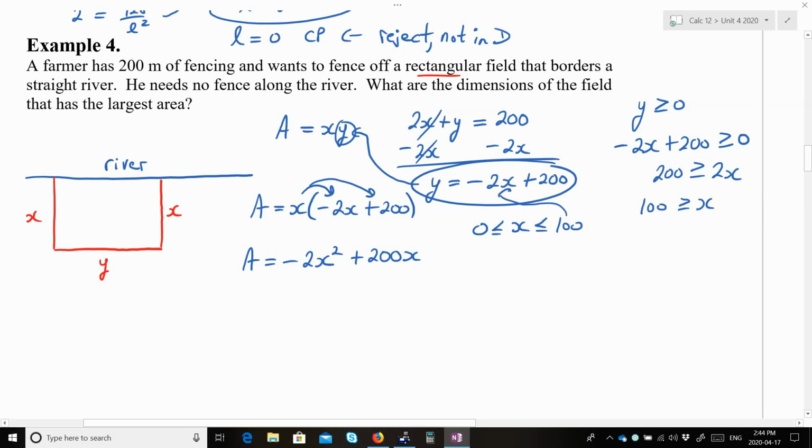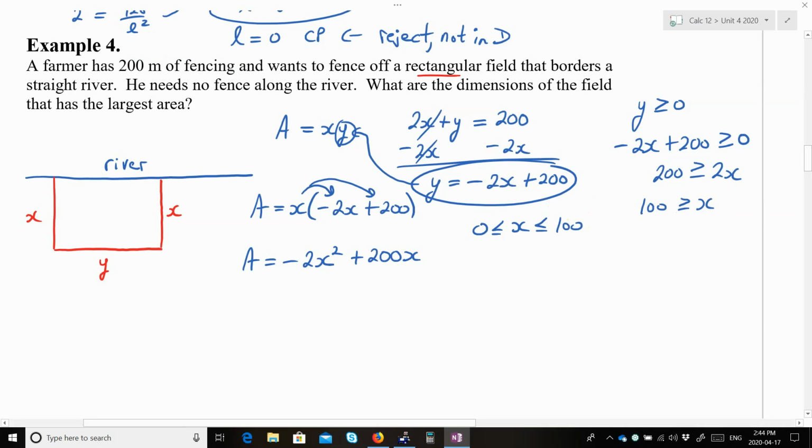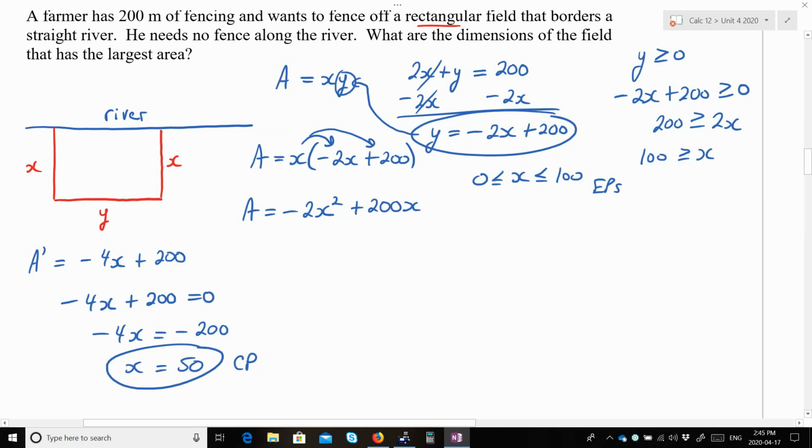Okay, so think about that in here. If x goes beyond 100, it will start to make y negative. So those are our endpoints, and we have to now get the critical points and then test critical points and endpoints to find the extreme values. Alright, so A prime is equal to negative 4x plus 200. That exists everywhere. There's no problem points for x, and it's equal to 0 when we set this equal to 0. x equals 50 is our critical point.